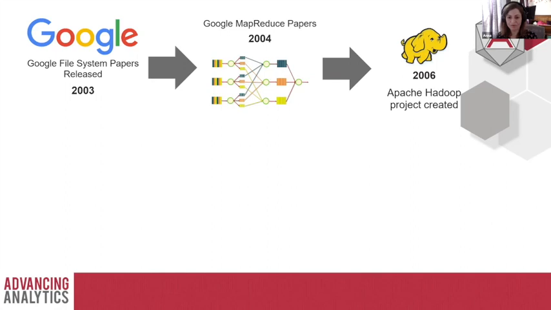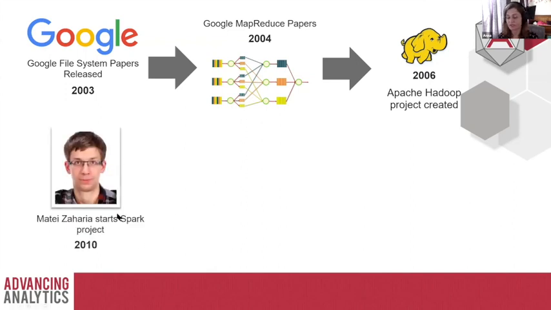But there's a problem. MapReduce relies on putting the data down after each step. It's very, very chatty with the disks. So despite the amount of parallelism, it is not that fast and it's pretty hard to use. There is a big tech barrier to getting started. So this guy, Matei Zaharia, started the Spark project in 2010.